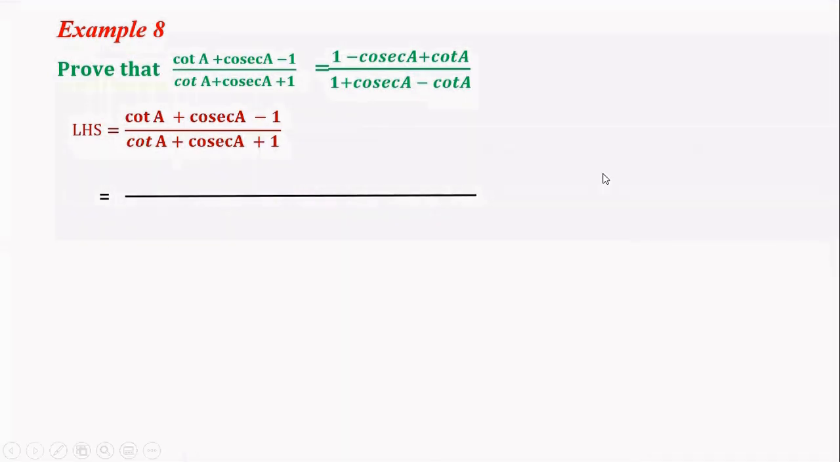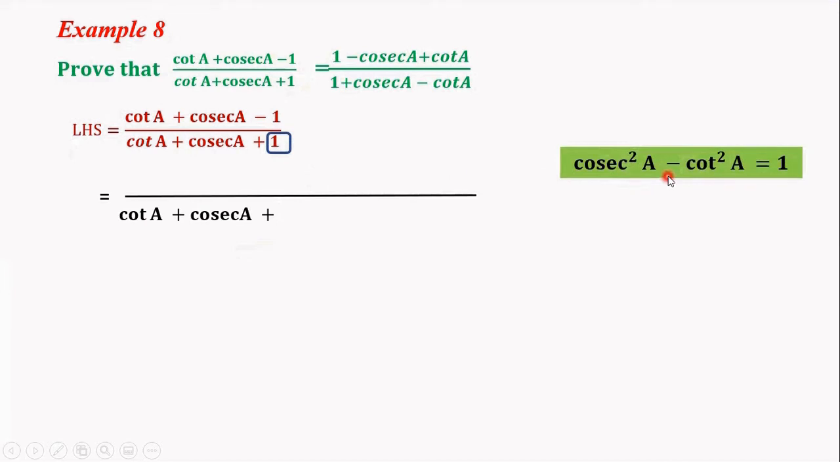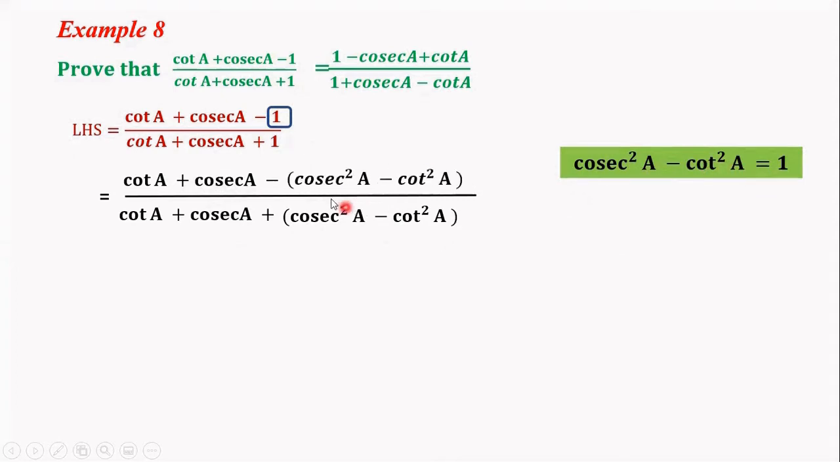Now let's work. In the denominator, the first two terms as it is, and for this one, we are going to use this formula. Cosec square A minus cot square A equals to 1. So 1 is replaced by its formula, cosec square A minus cot square A. Similarly, we work in the numerator also. The first two terms as it is, and for this one, we are going to use the same formula, that is cosec square A minus cot square A equals to 1. Hence, 1 is replaced by its formula, cosec square A minus cot square A.